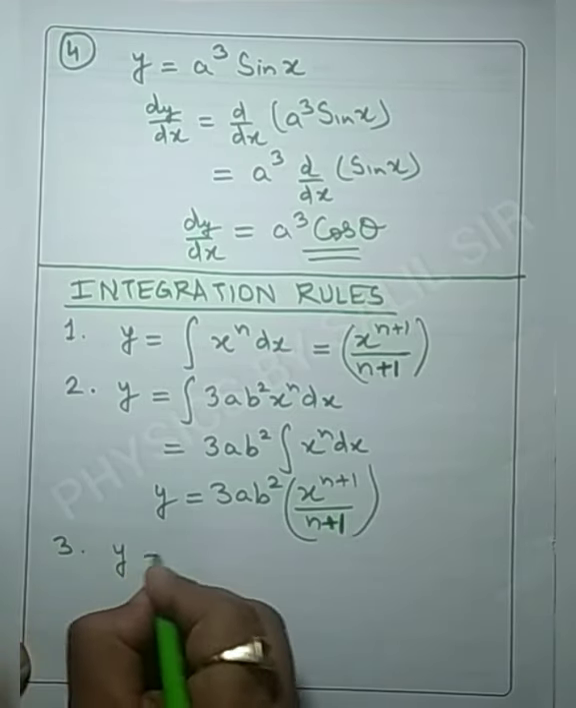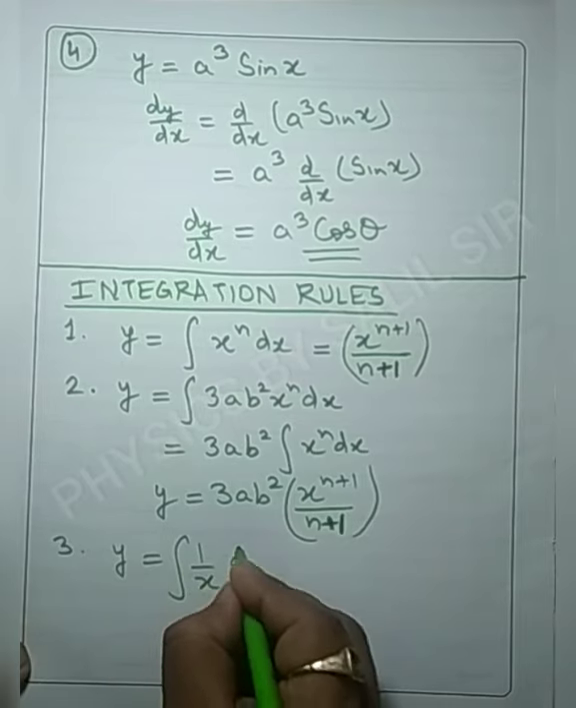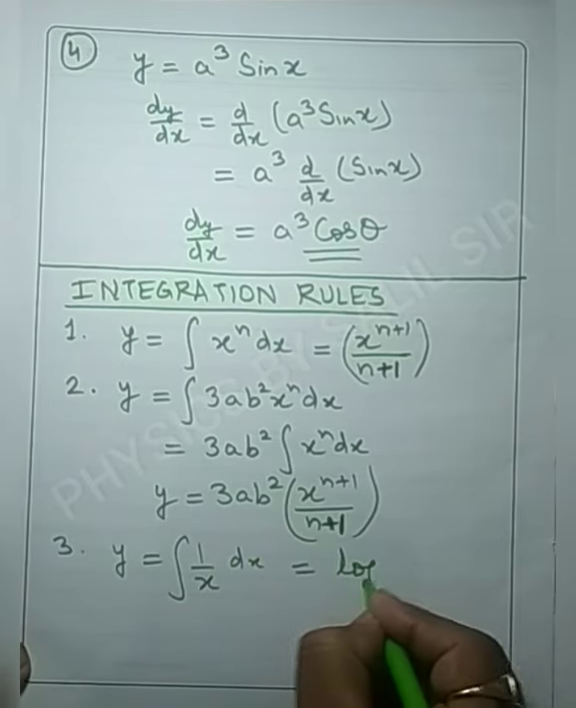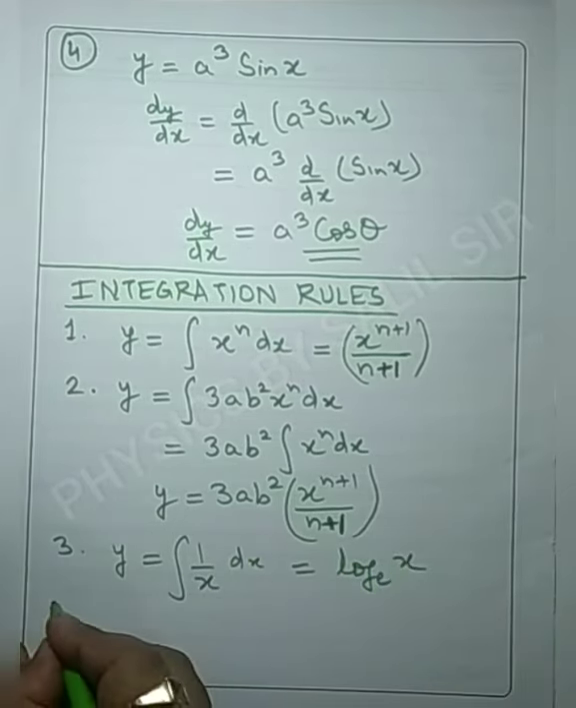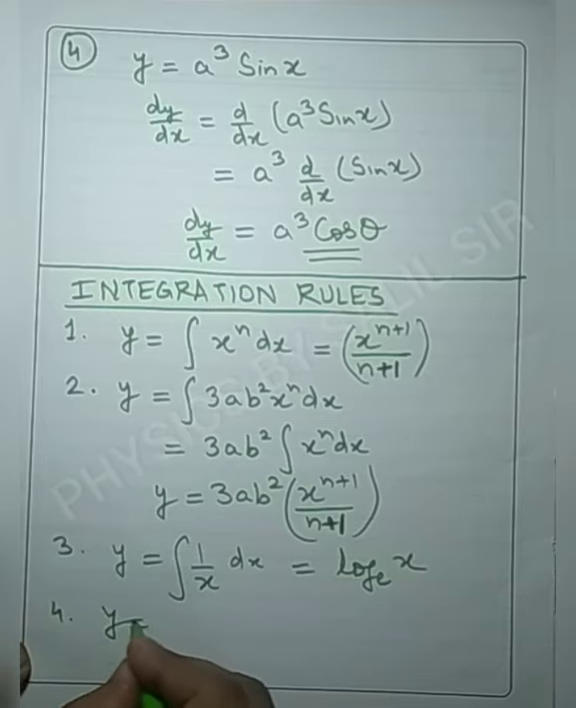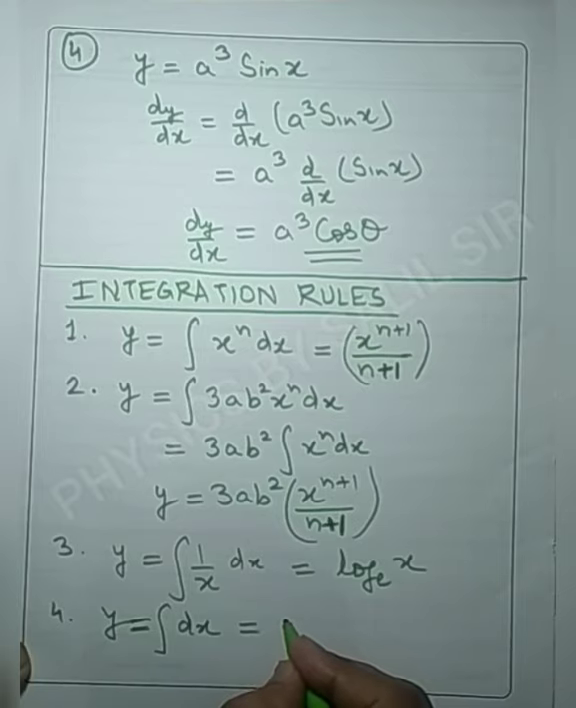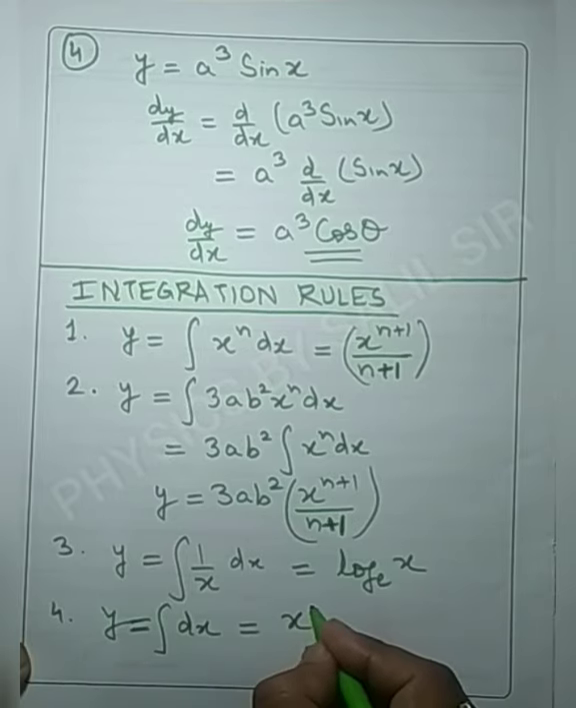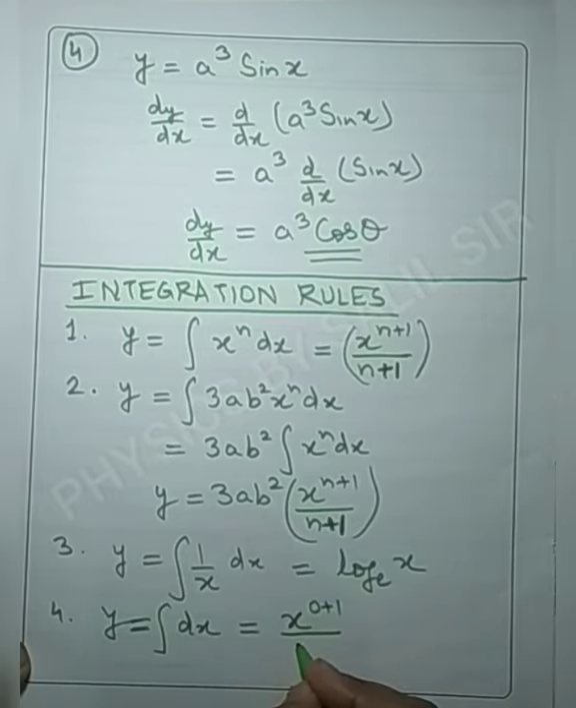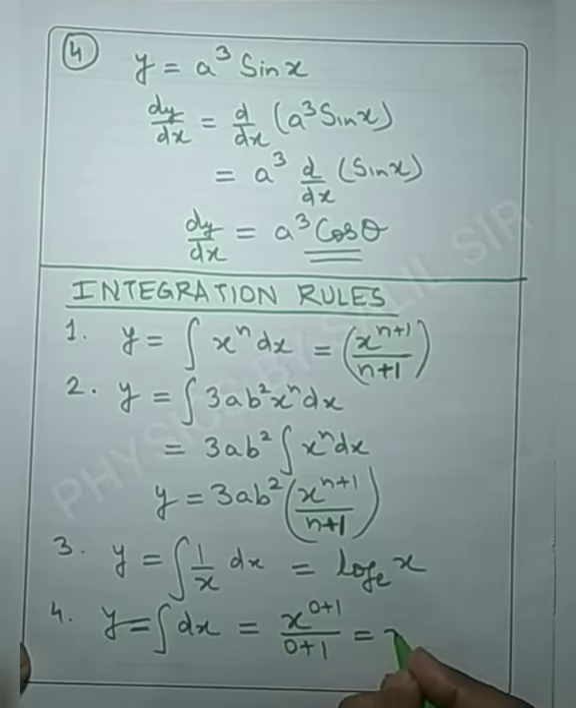Now the third one, y is equal to the integral of 1 upon x dx. This can be written as log to the base e of x. Fourth one, y is equal to simply the integral of dx. Then it will be x to the power, there is no power, so it will be 0 plus 1 upon 0 plus 1. So finally we will get the integration of dx as x.